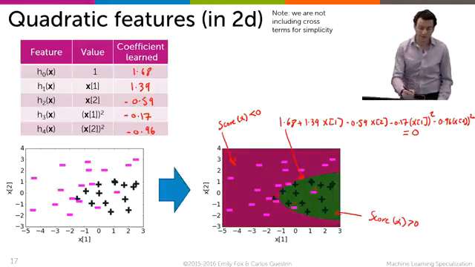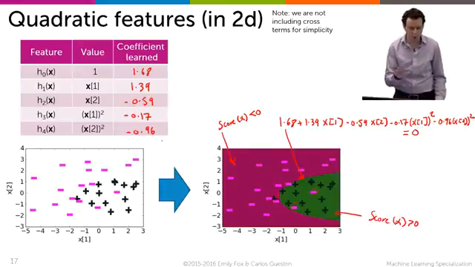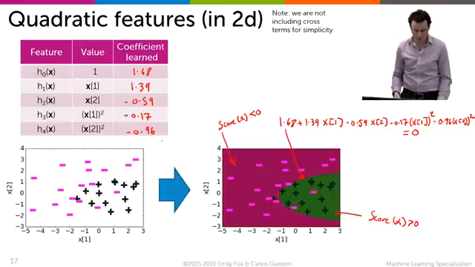And note, by the way, that the coefficients that I learned here are pretty good. They look like a natural magnitude, about 1, 0.5, and so on. Now let's see what happens when you do an even higher degree polynomial.